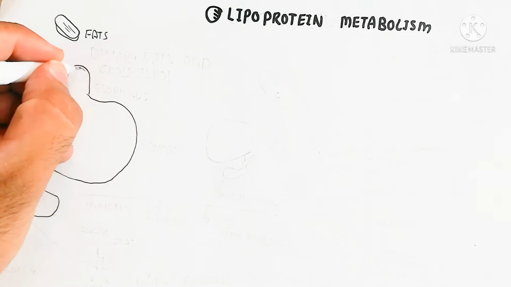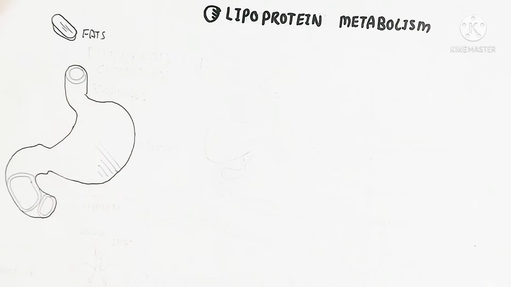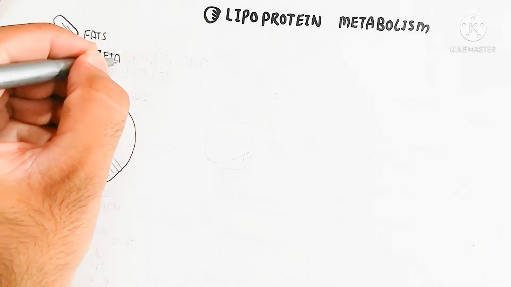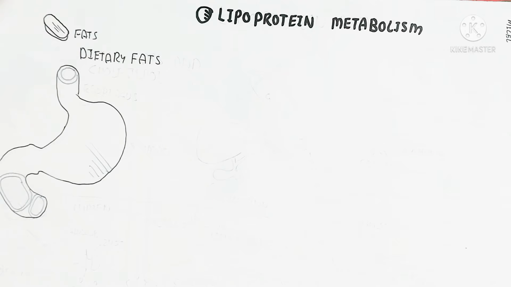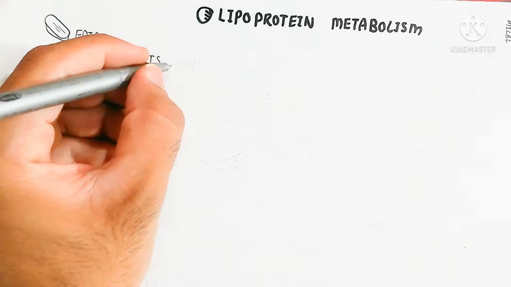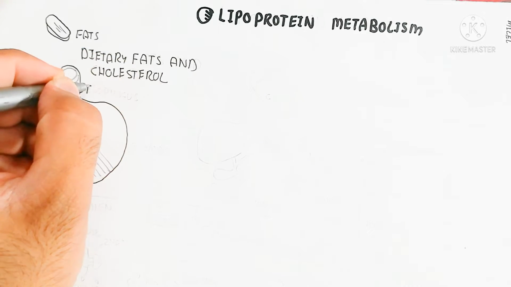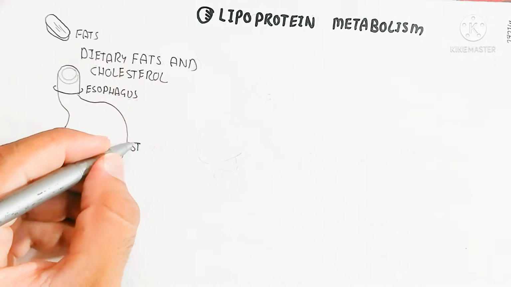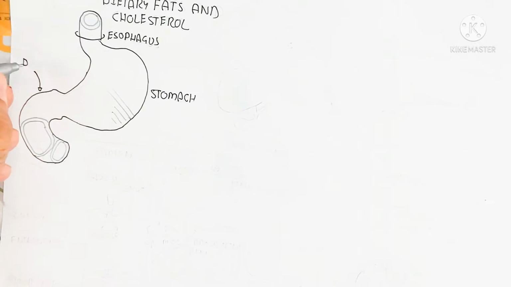What is the significance of cholesterol and lipoprotein? We will discuss that also. Lipoprotein is needed for the synthesis of hormones, and cholesterol also plays an important role in steroid synthesis and hormone synthesis for male and female identification. So this is about dietary fats and cholesterol.